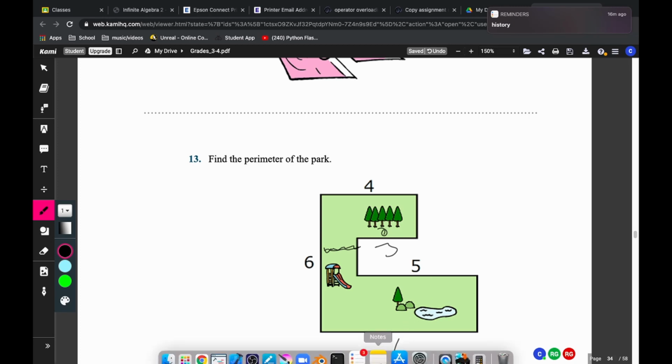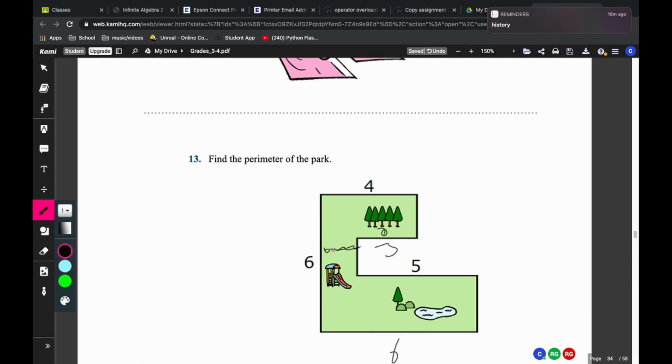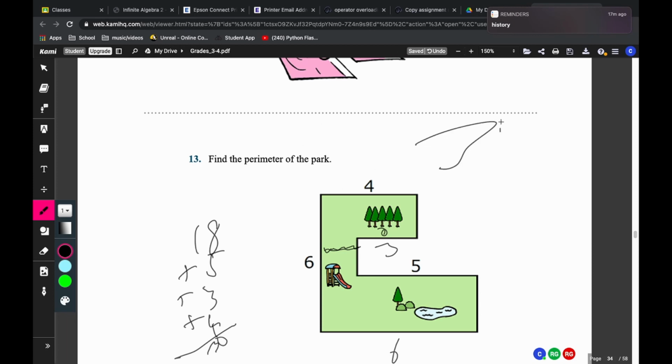So we know that this is a square. So 6 plus 6, so basically 6 times 3, which is 18, plus 5 plus 3 plus 4. And then what we would get is 30. So yeah, 30 would be your answer.